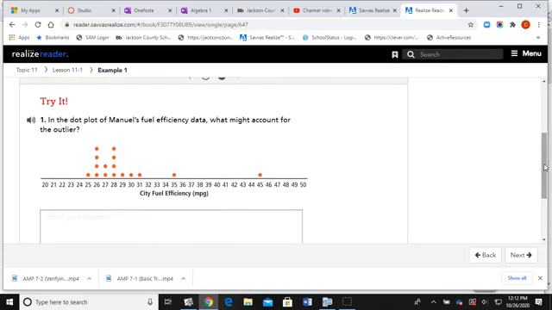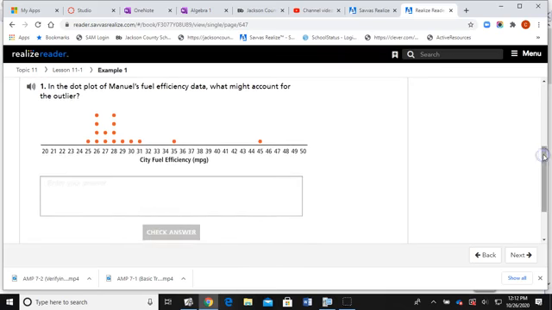It says, in the dot plot of Manuel's fuel efficiency data, what might account for the outlier? So, we were just talking about this, Preston. That's why I said, hold that thought. What could account for that outlier? What would cause a car to get 45 miles to the gallon? They drive slow. That would work. What else?